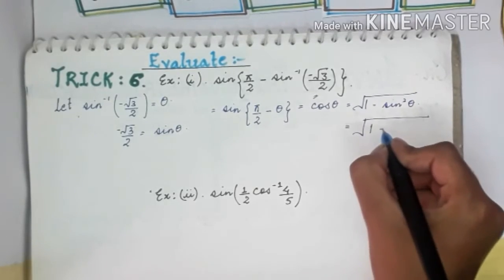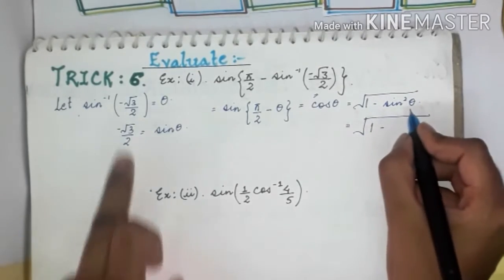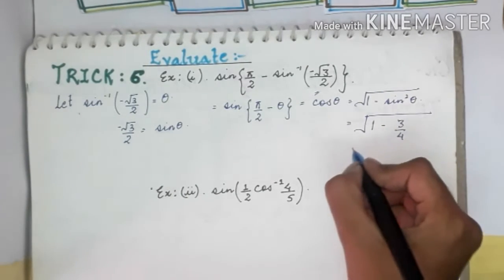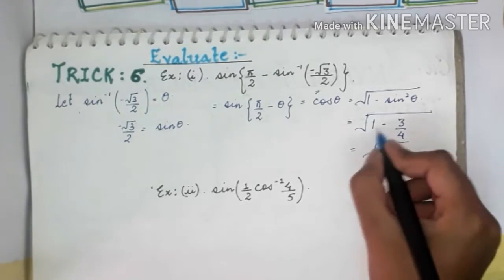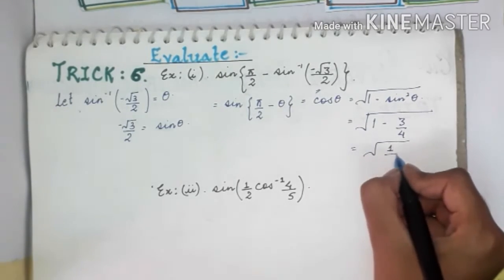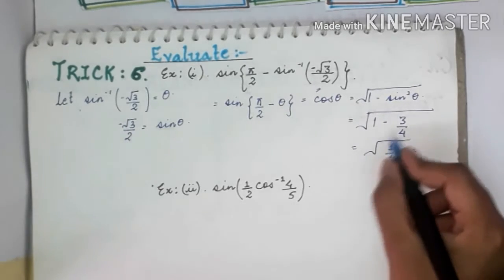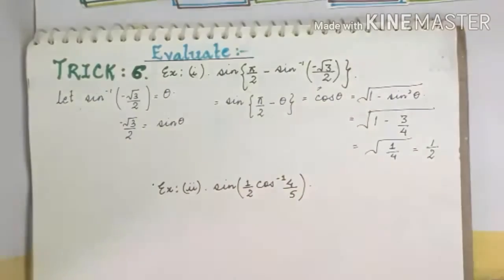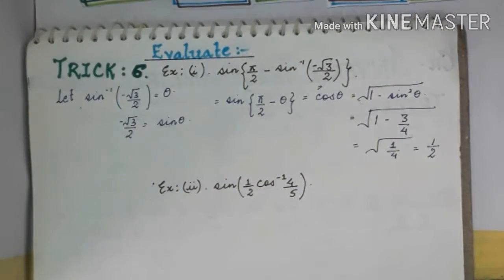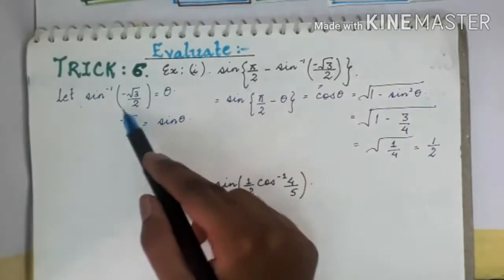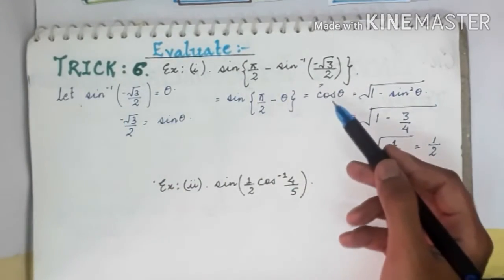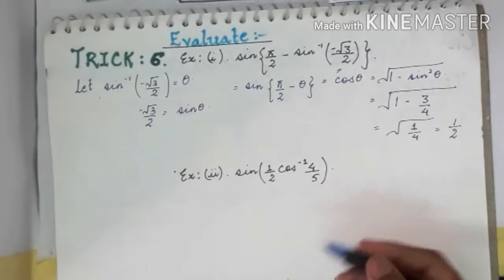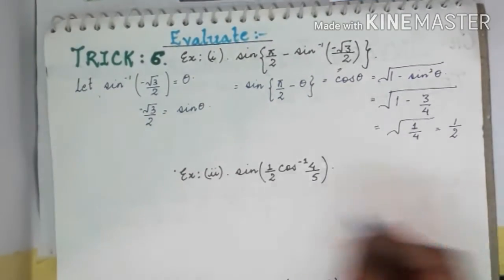See, your question has simplified to such a great extent. Squaring minus under root 3 by 2 will give 3 upon 4. This is equal to under root 4 minus 3 is 1 upon 4, which is 1 upon 2. So what have you done? You have just let the inverse trigonometric function and see, your question has simplified to such a great extent. This is how you have to proceed in the second and third examples. Let's take them up.